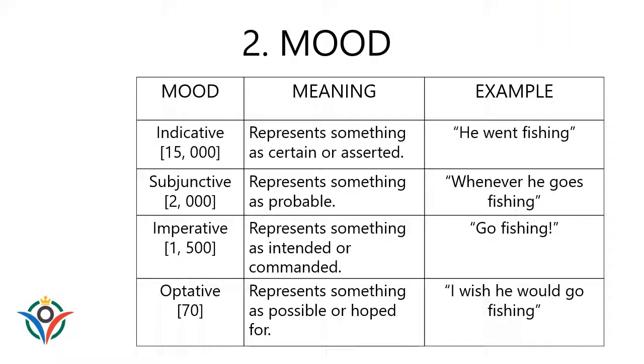The second characteristic of Greek verbs is that they have a mood, and this describes the relationship of the verb to reality.